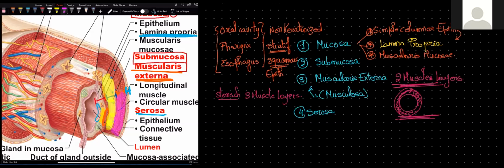We're going to have the pharynx, for example. The pharynx will have the internal muscle layer as the longitudinal muscle layer, and the external muscle layer as the circular muscle layer, which is not like the general rule. Again, the general rule for most parts of the gastrointestinal tract is an internal circular and an outer longitudinal muscle layer.